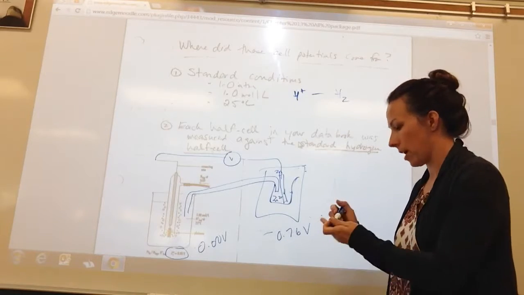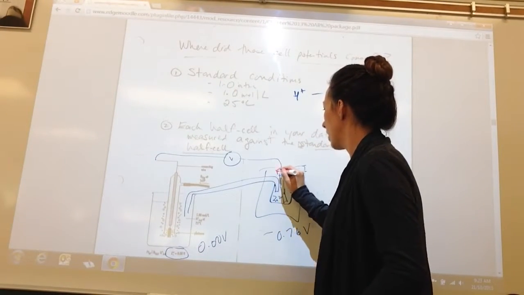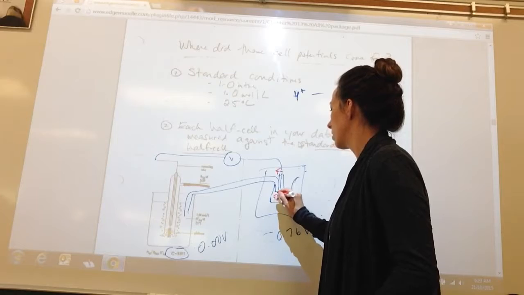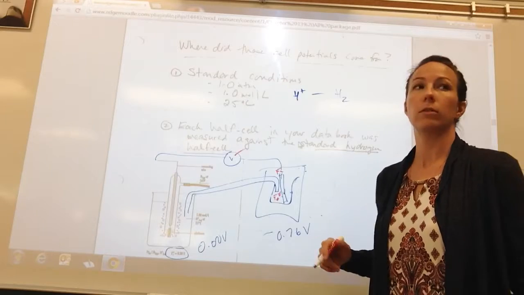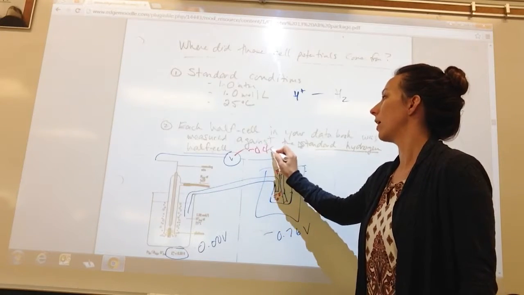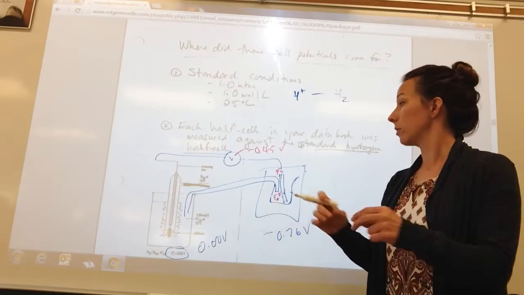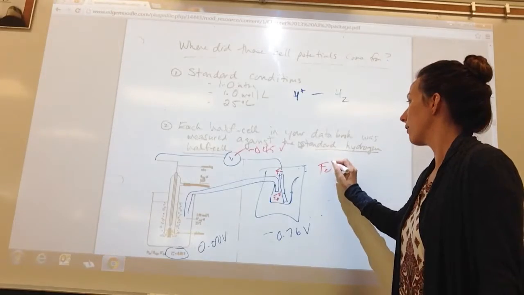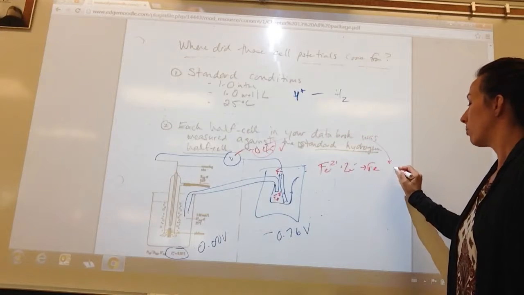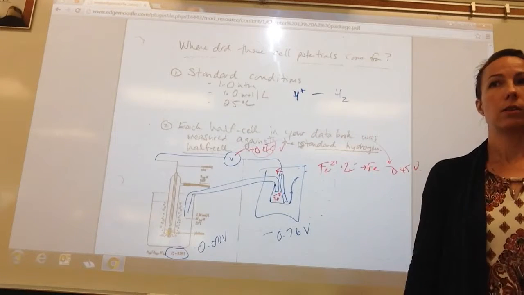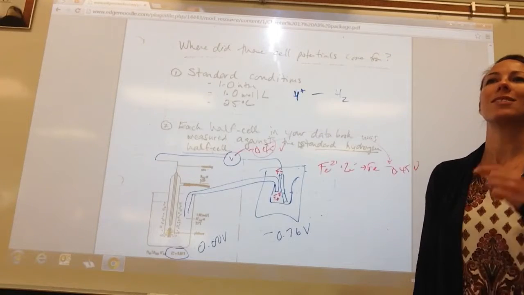And what if they hooked up an iron 2? Fe and Fe2 plus. What would the voltmeter have said on that experiment? Negative 0.45. Negative 0.45 volts. And so therefore they wrote the iron 2 plus half reaction, Fe2 plus 2 electrons goes to Fe, and beside that they wrote 0.45 volts. Everybody get that?